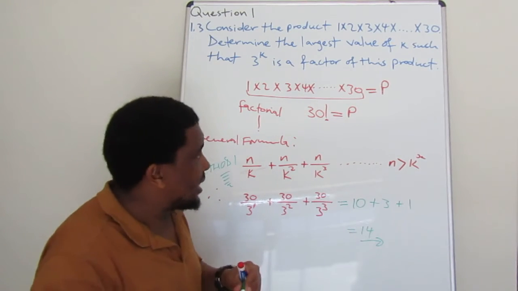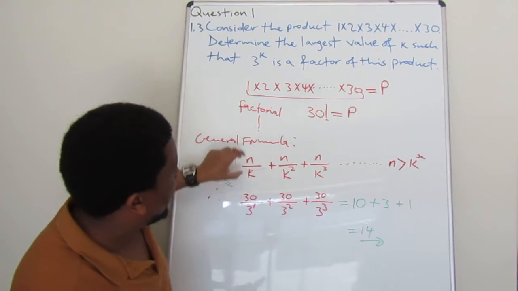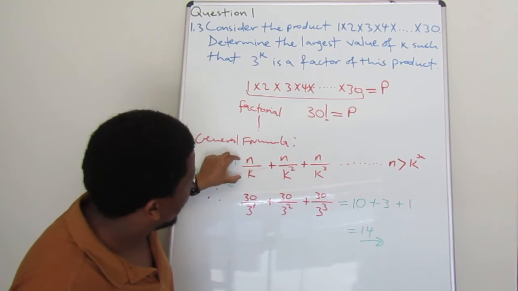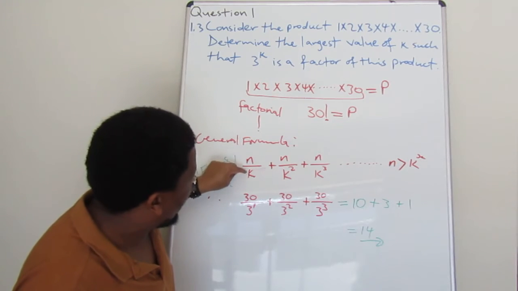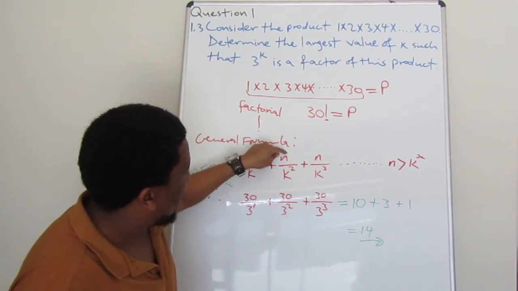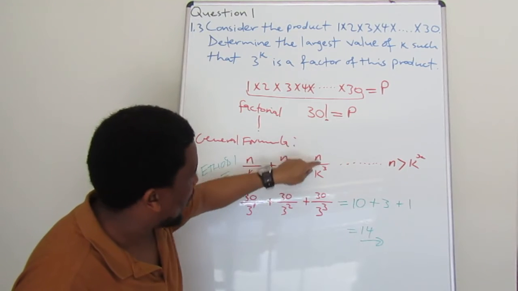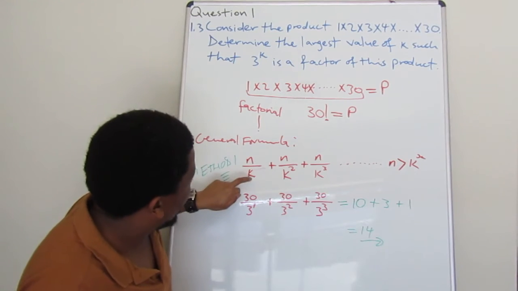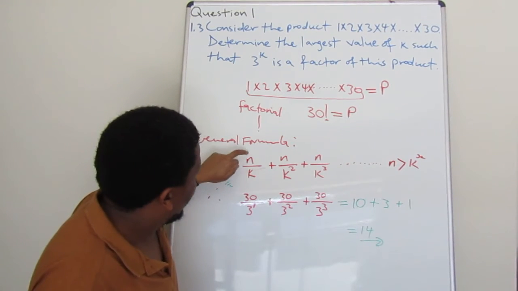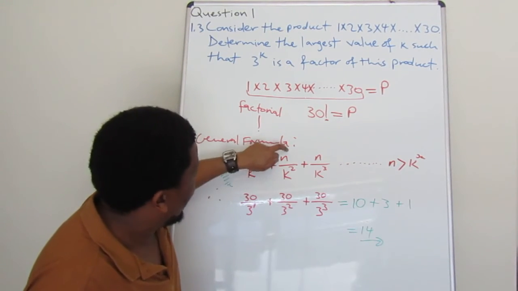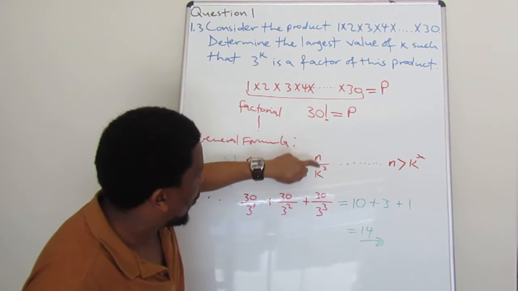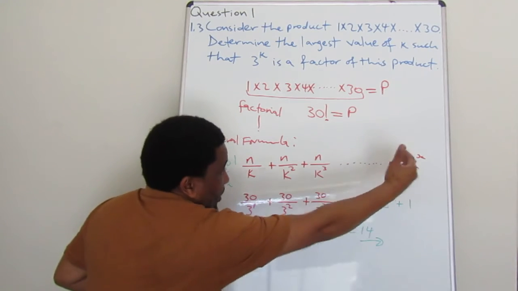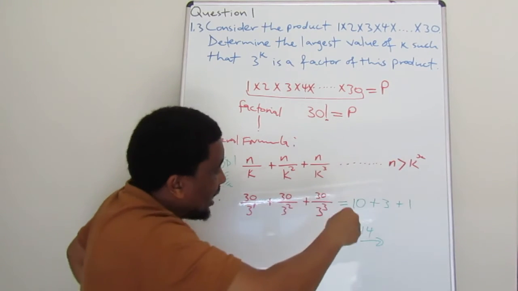Alright? So the most important thing here is that there is a formula that you use to solve this factorial. It's n over k to the power 1 plus n over k squared plus n over k to the power 3. Remember, it is 3 here. So this is n over 3 to the power 1, n over 3 to the power 2 plus n over 3 to the power 3, for example.